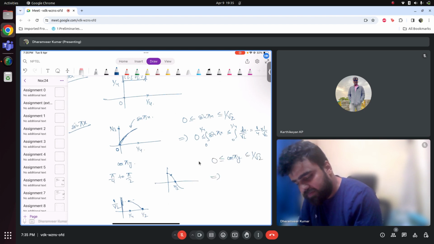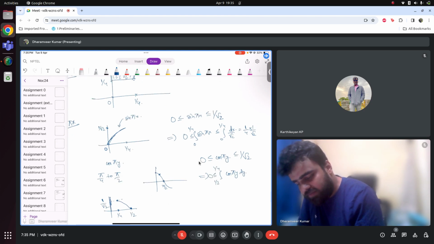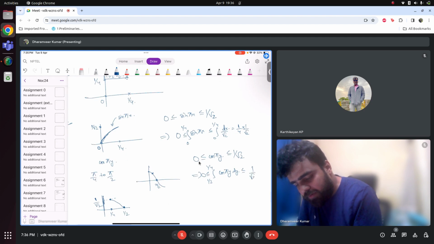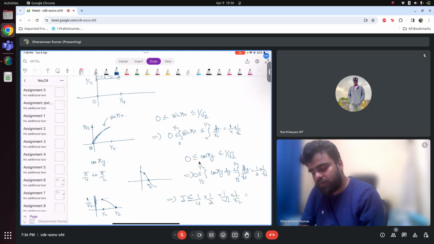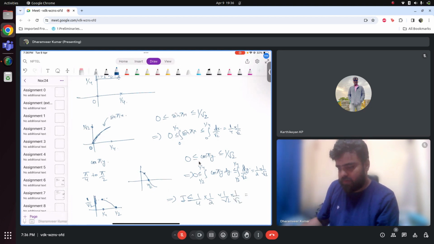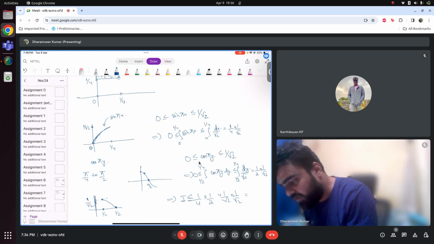That implies cos pi y from 1 by 2 to 1 by 4 is positive, but again bounded by 1 by root 2 dy from 1 by 2 to 1 by 4, which is nothing but 1 by 2 into 1 by root 2. That implies I is equal to 1 by 4 bounded by 1 by 2 into 1 by root 2. Oh sorry, it is 1 by 4 over here.